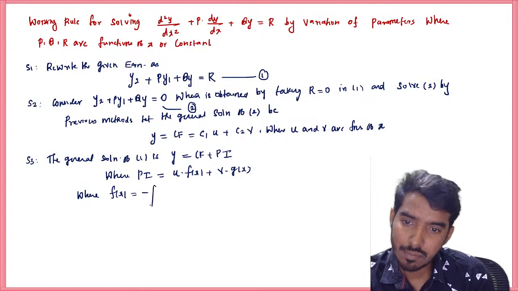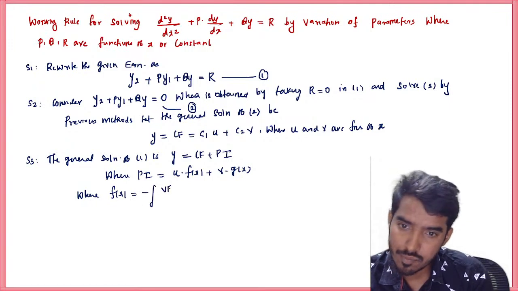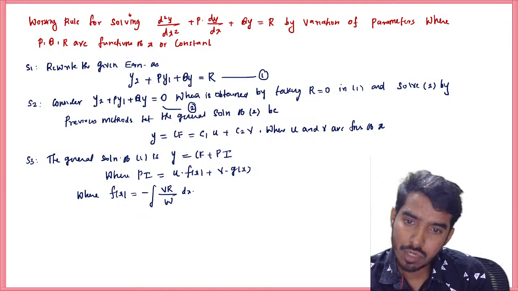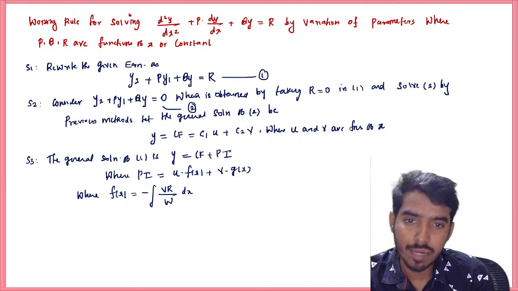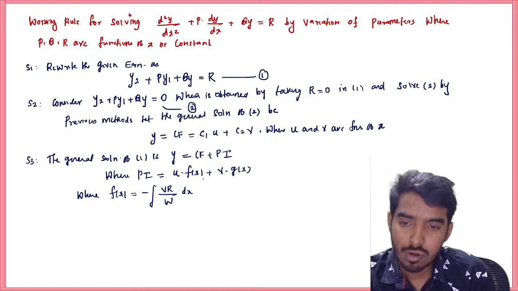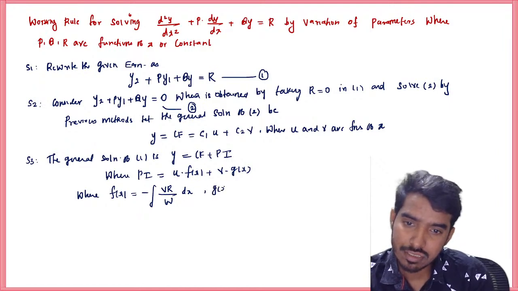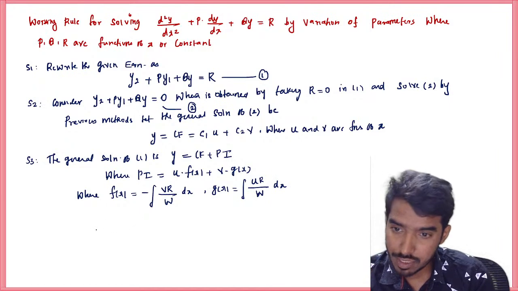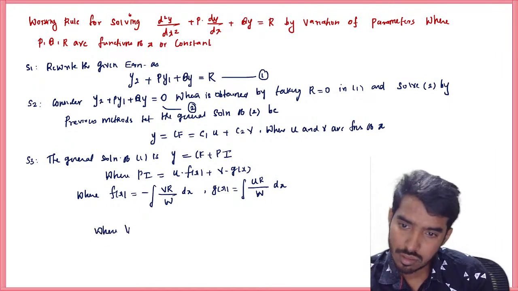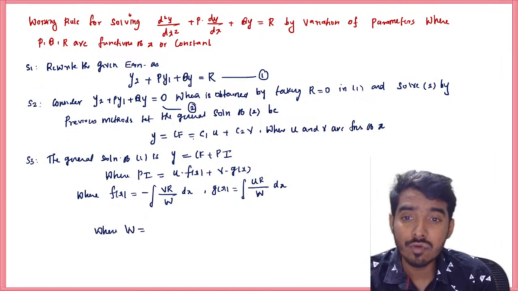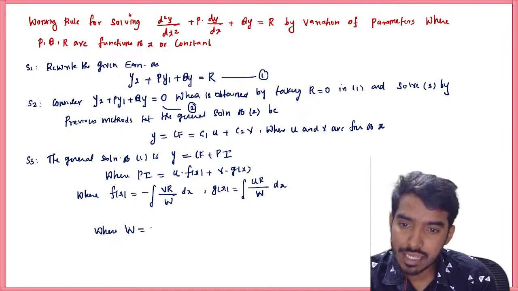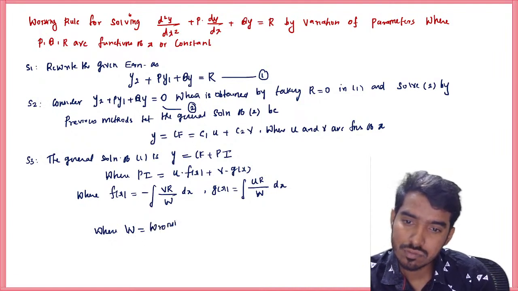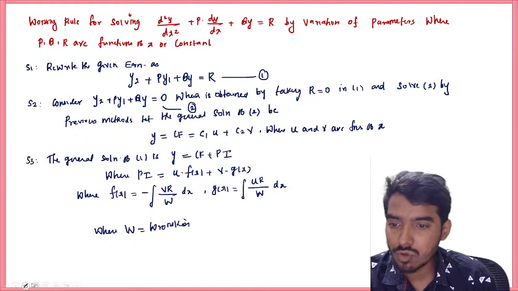Where f of x is minus integration of v into r by w dx. V we can obtain from the characteristic function, r is the RHS part, and w I'm going to tell what is w. And g of x is integration of ur by w dx, where w is the Wronskian of u and v.